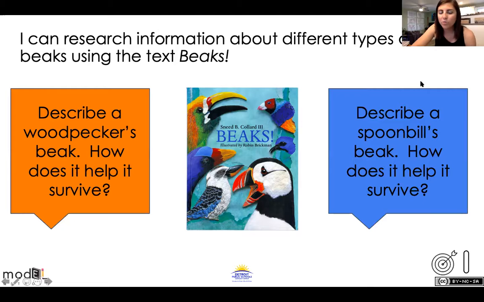Now let's take a look at this blue box. Describe a spoonbill's beak. How does it help it survive? So we read about the spoonbills yesterday. A swishing beak. We have a swishing beak, right? A spoonbill's beak is flat and paddle-shaped. It helps the bird survive by stirring mud to find food, right? We learned about that yesterday.